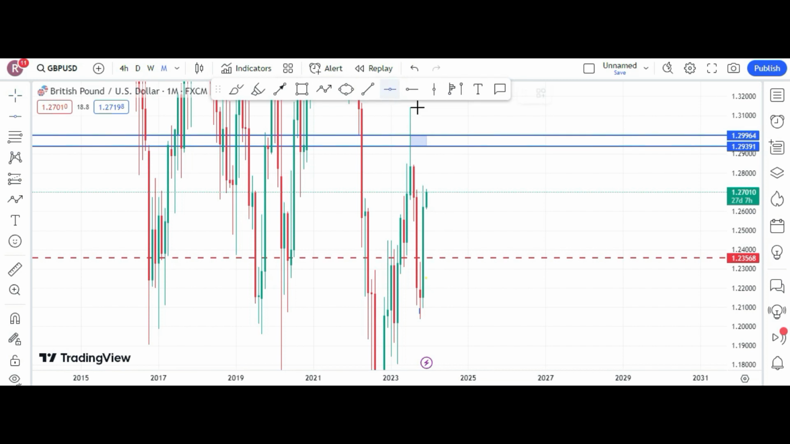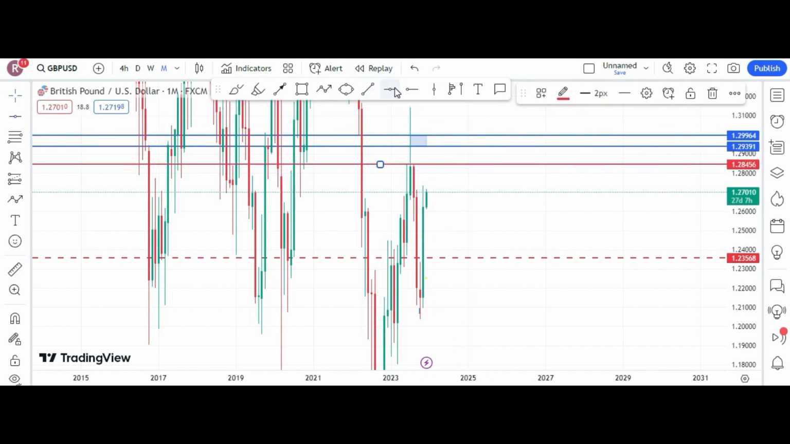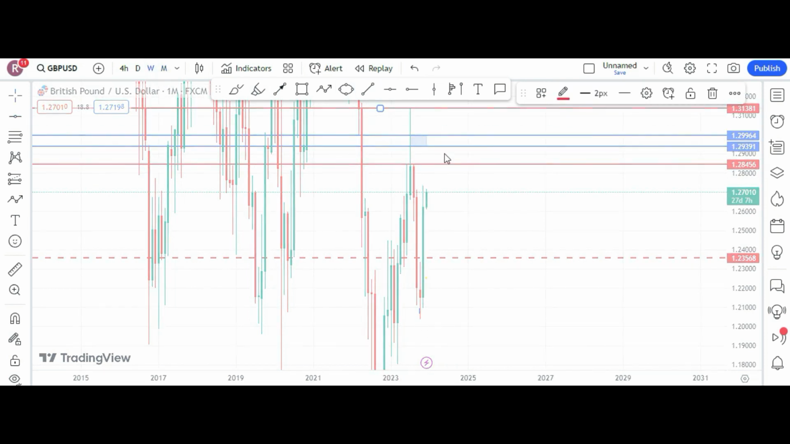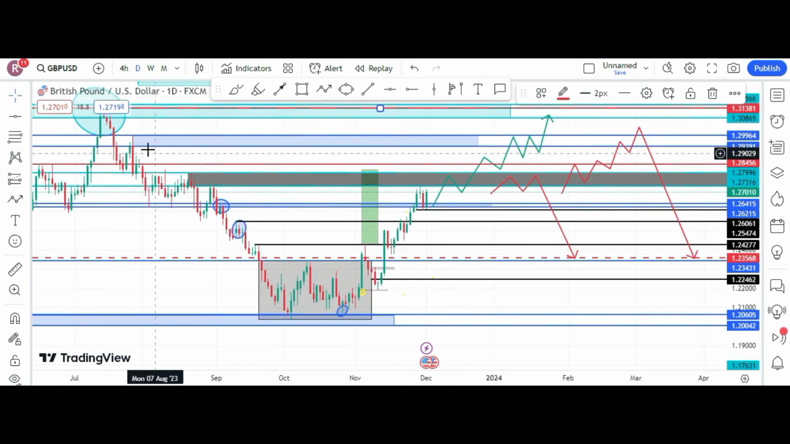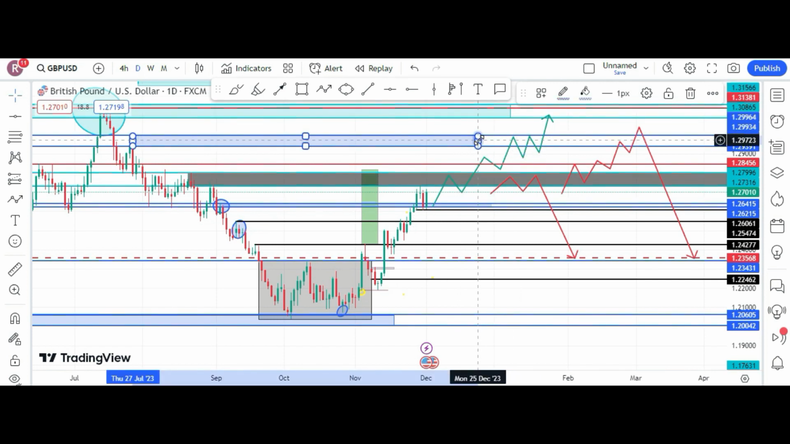Just to mark it again, because why it will be difficult to break, let me mark it again so you guys can understand. Inside this zone, we have the weekly double top already formed here, and another triple top will be formed, or this daily double top will be formed. If we go to the daily time frame, you can have a double top here too.